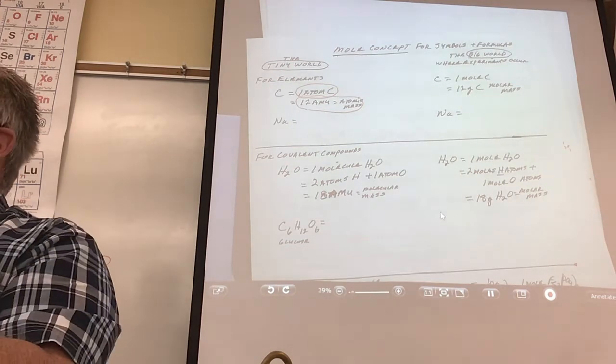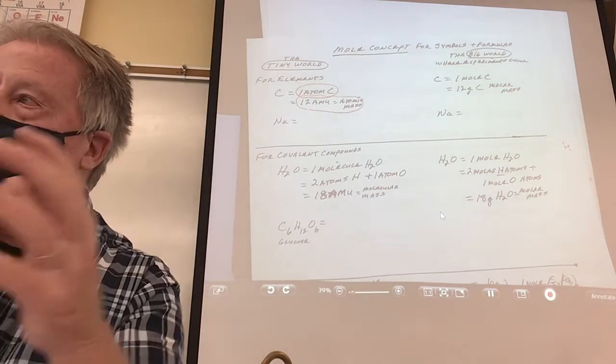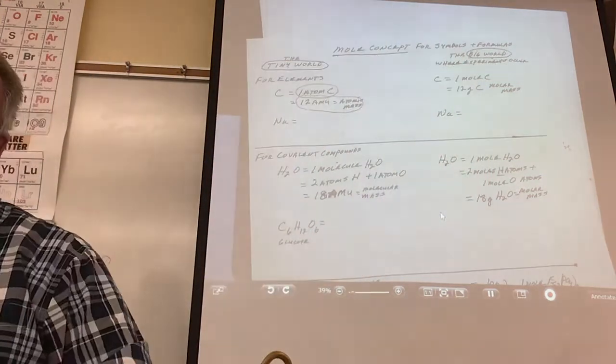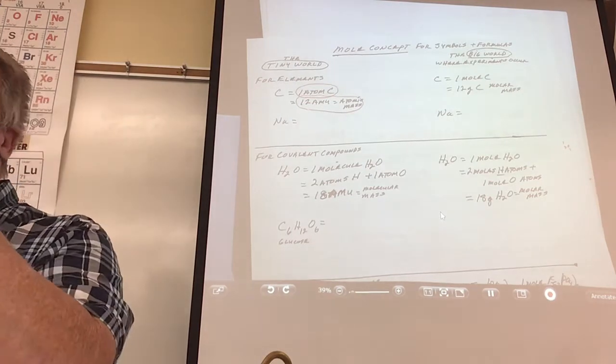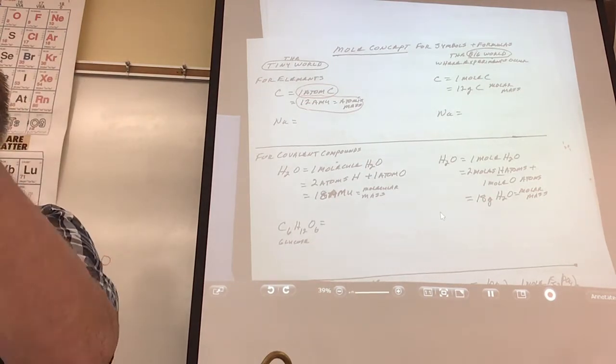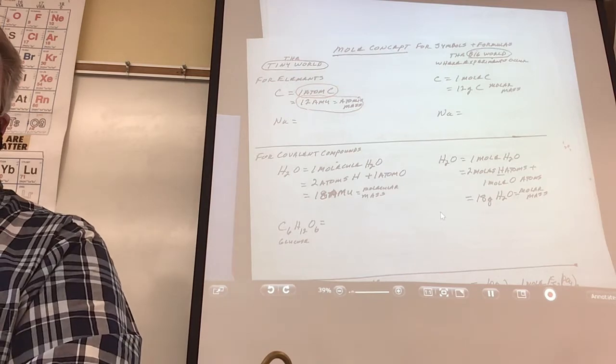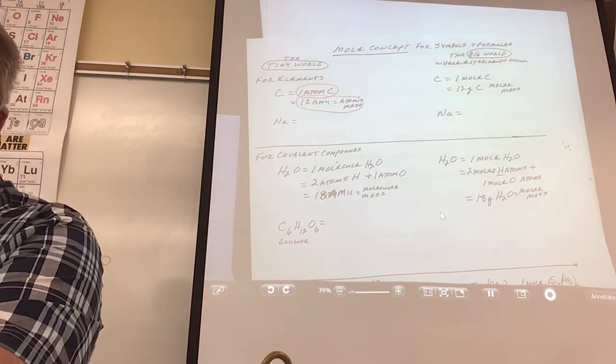So the mole concept took what was happening in the little world and magnified it so we can actually use grams. And that number up there means 2 things, doesn't it? How many AMUs 1 atom is, and how many grams it takes to make a whole mole. That's what that decimal number is up there.